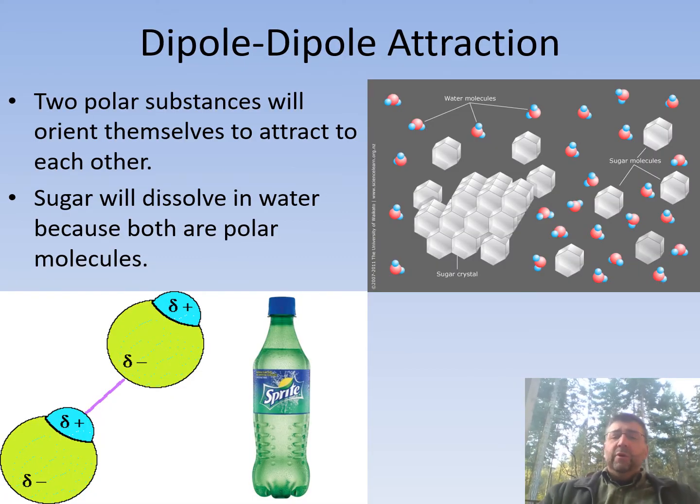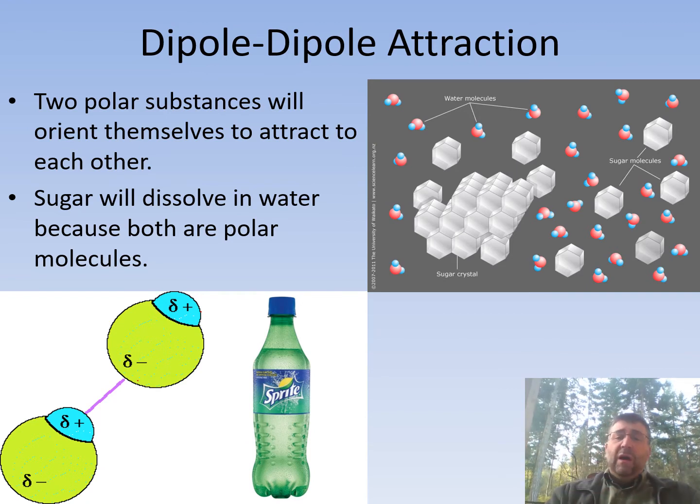So dipole-dipole interaction is the interaction between two polar substances that have dipoles. A dipole is defined as two poles, a positive end and a negative end. And so basically when you have two polar substances, they're attracted to each other because those positive and negative ends line up. So examples of that would be sugar dissolved in water. Sugar molecules are polar. Water molecules are polar, and so water molecules will surround the sugar molecules and begin pulling them off of the sugar crystal and dissolving them into solution.